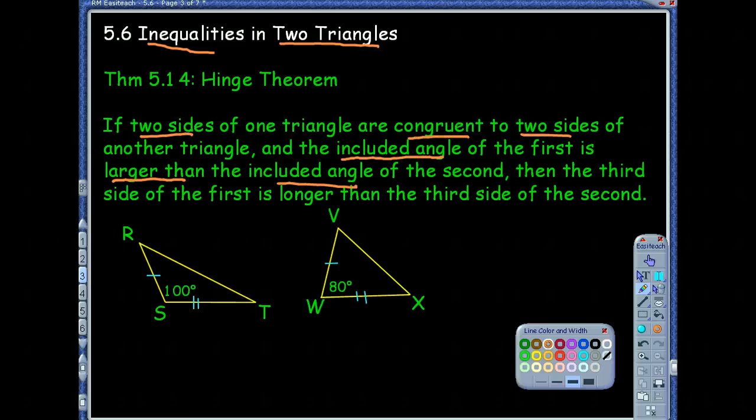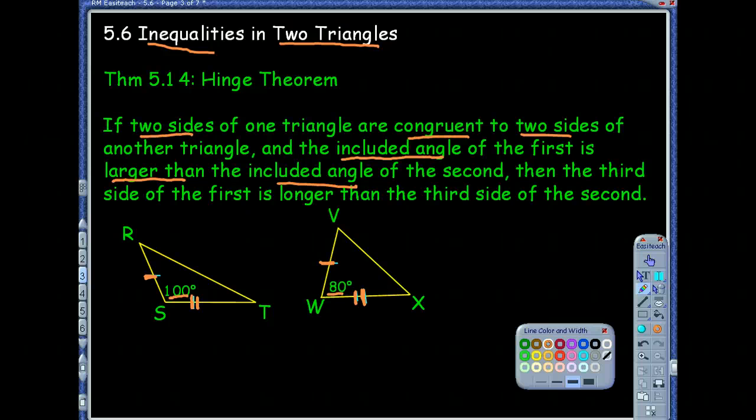So in this picture, notice they're giving you segment RS and segment WV are congruent. They're giving you ST and WX are congruent. And you're given some angles, the actual measures. So obviously angle S is larger than angle W. All right? What is it going to conclude?